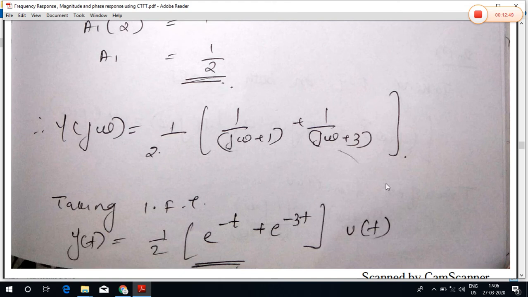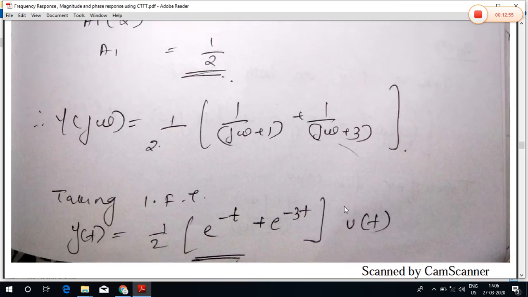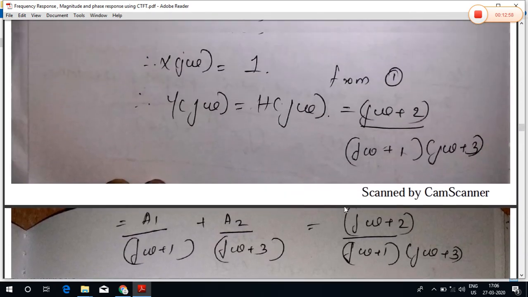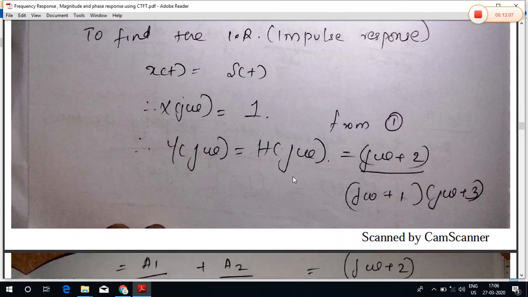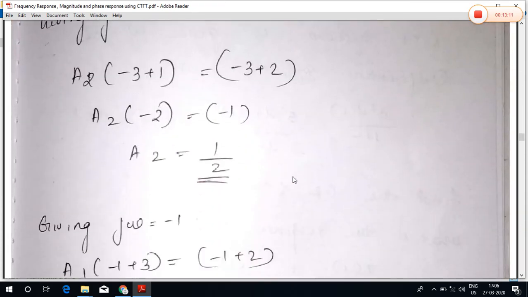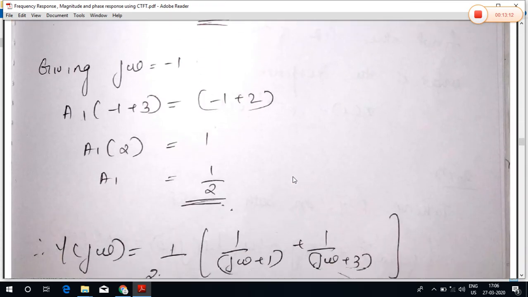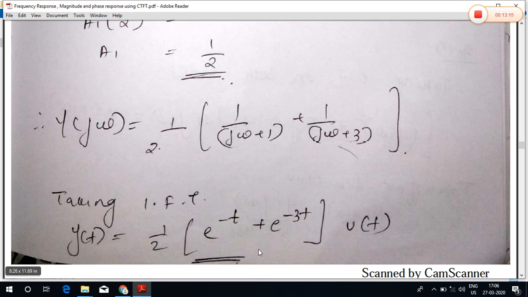So this is how you find the impulse response. Actually, this is your y of t, that is your h of t. Y of j omega is equal to H of j omega. Hence, you got the y of t. Hence, y of t is equal to h of t, you have to write, because h of t is the required impulse response. That is all for this problem. If you are asked to find the impulse response, just find y of t. That is equivalent to h of t, you can write. Hence, impulse response is equal to half e raised to minus t plus e raised to minus 3t, u of t. Hope this problem is clear for you.